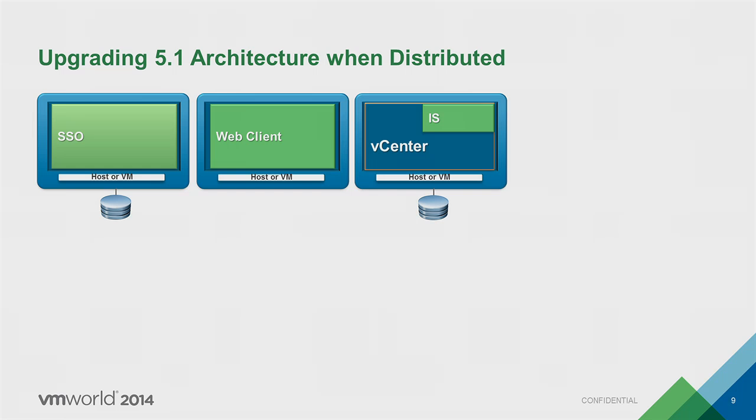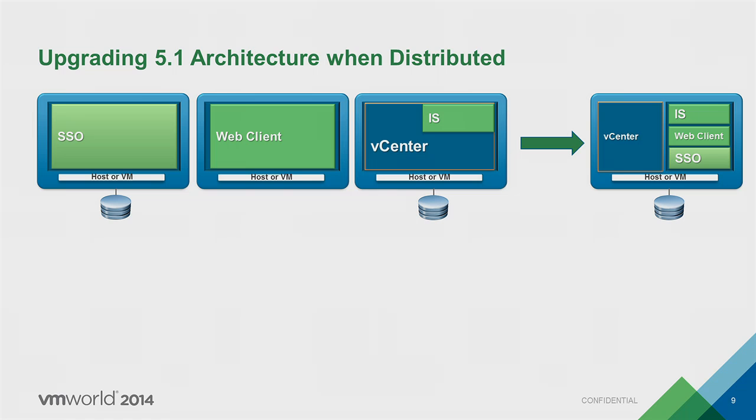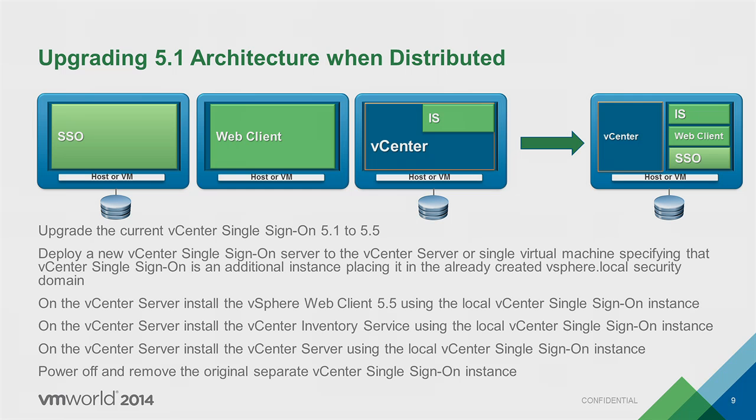I've got everything distributed except for the inventory service. And how do I get to this? It's really not that difficult. If you're in a 5.1 environment, I'm going to test it going from one update to another update to see if we get the same results. But it's really just a process of treating the components individually in a required order.